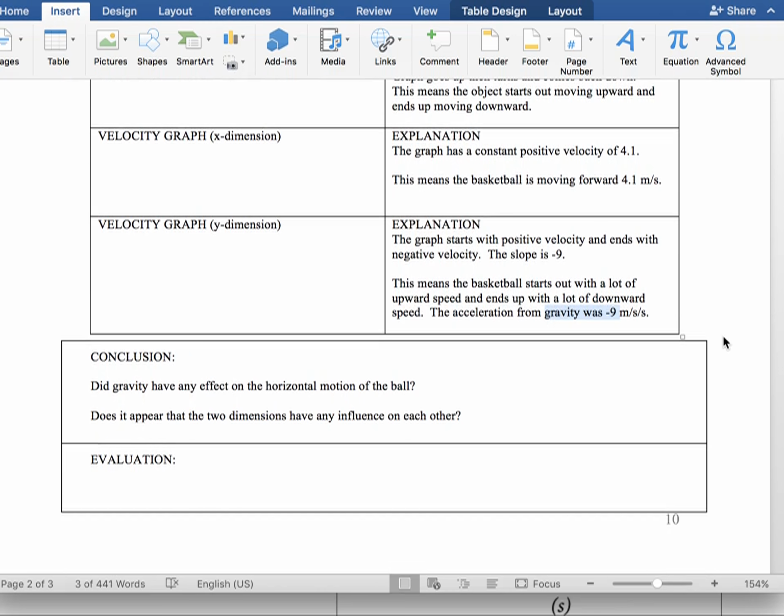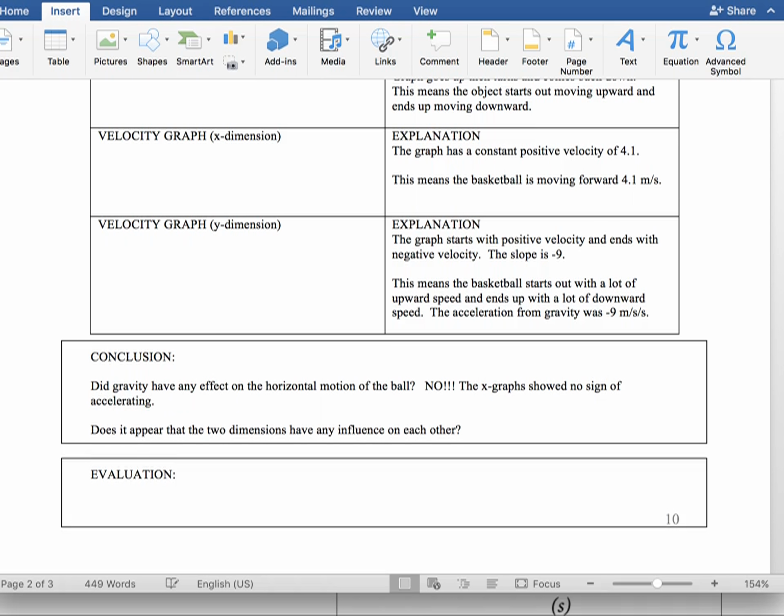To finish off the lab, we just need to answer a couple very simple questions. Did gravity have any effect on the horizontal motion of the ball? In other words, did the x graph show any signs of acceleration? And the answer is no. The x graphs showed no sign of accelerating. This is because gravity is trapped in the y dimension. It cannot influence what the ball is doing horizontally.